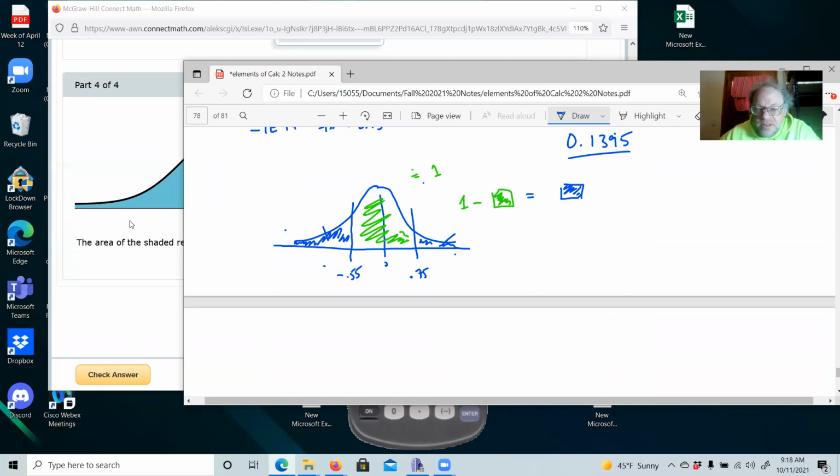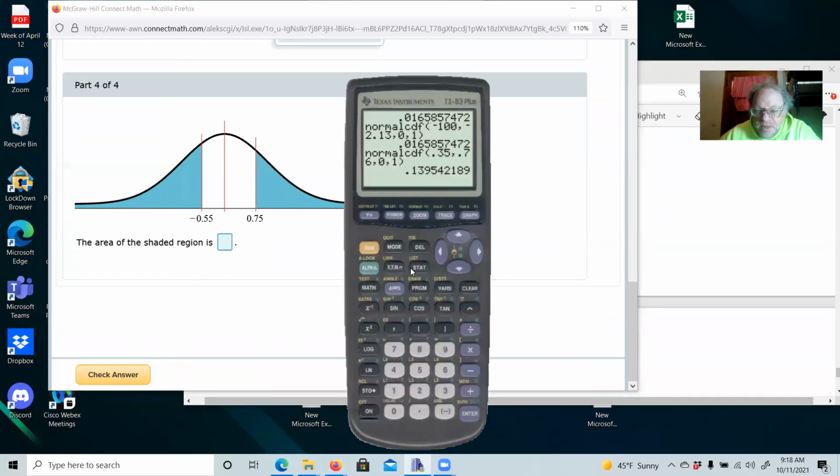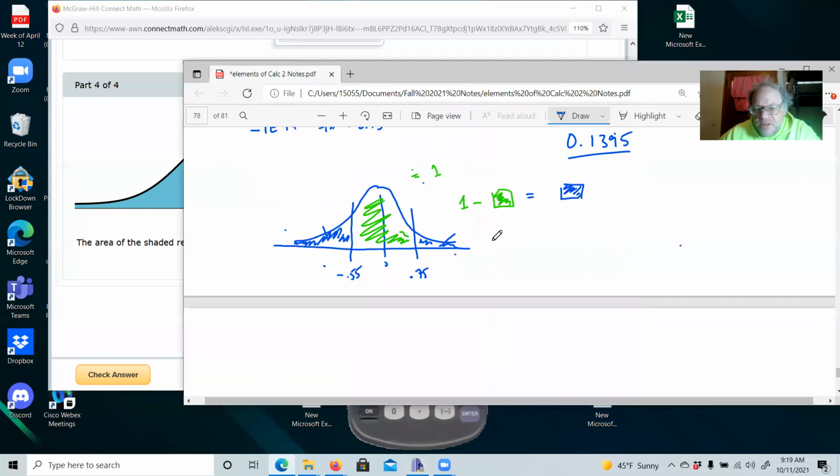Okay, so let's go ahead. We'll do this in 2 steps here. So second function, distributions, normal CDF. We're going to go from negative 0.55, that's my low number, to 0.75, that's my high number. We are still working with a standard normal, so we have a 0 for a mean, and a standard deviation of 1. Okay, so that was 0.4822. So this guy here, 0.4822. That's what this area is.